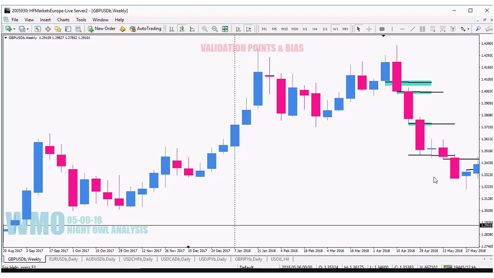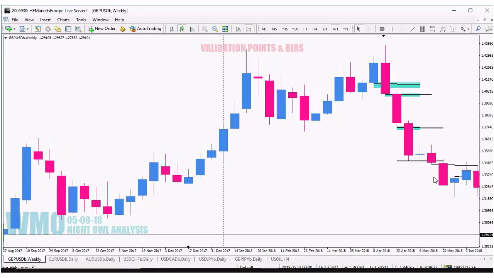I'll apply it to the daily candle. When I'm on the daily and I'm confused, I look at the H4 and the H1. I apply the same concept of validation. And let's see what happened. Can we see it hit that validation point? The week closes low.